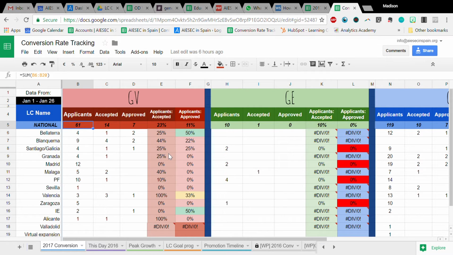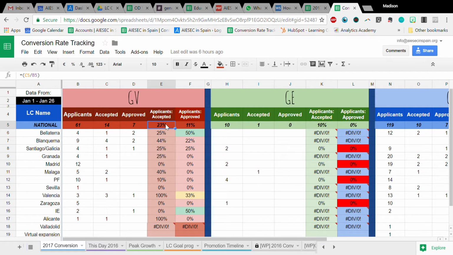One way that you can tell if you're doing really well as far as your conversion rates is looking here at the national average. This is the overall average of conversion rates for all of the LCs. So if you're above the national average, you're above what's normal for AIESEC in Spain.